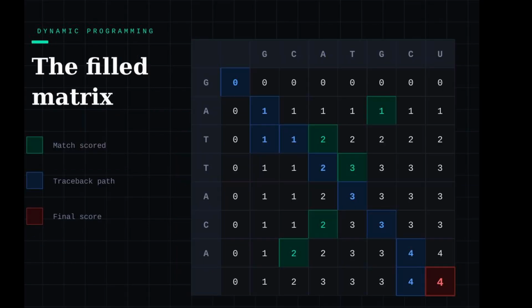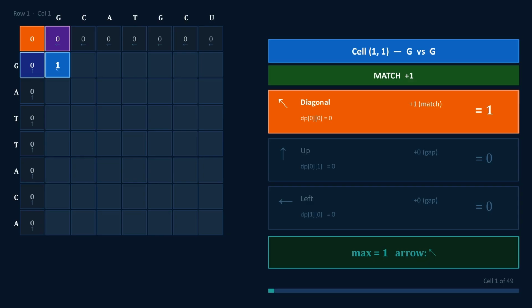For every cell, we look at 3 neighbors and take the max. The diagonal gives us a match or mismatch. Both sequences advance together. Left means we insert a gap in sequence 2. Up means we insert a gap in sequence 1.